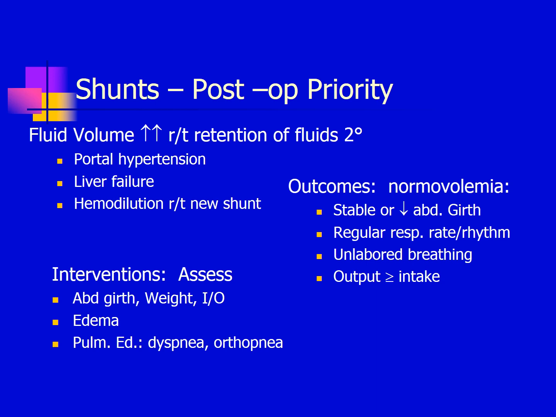So what are the interventions? So abdominal girth measurement, weighing the patient, assessing for edema. All right, pulmonary edema, so look for dyspnea, orthopnea. Next slide.